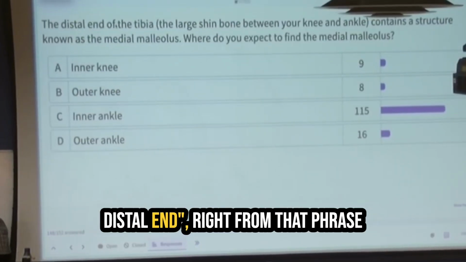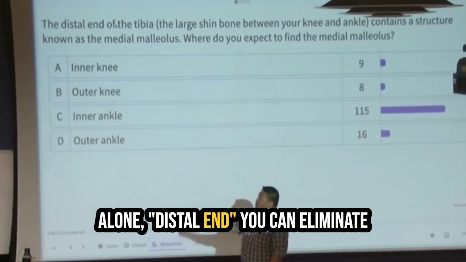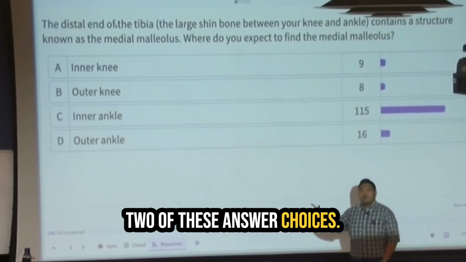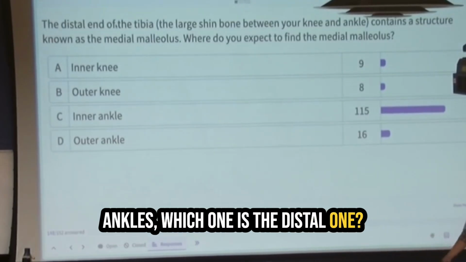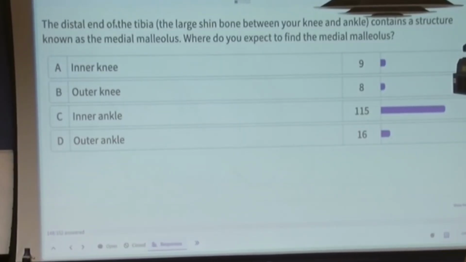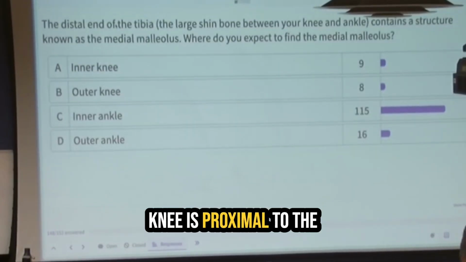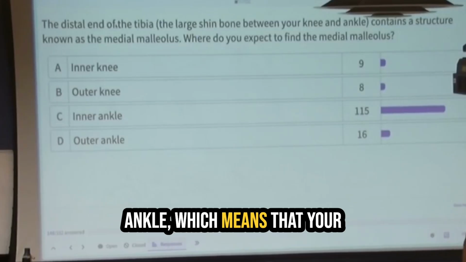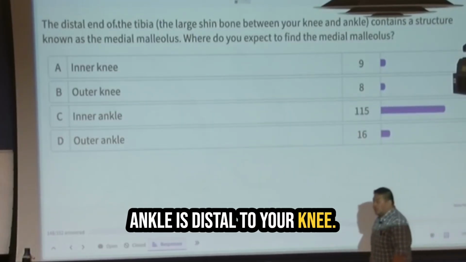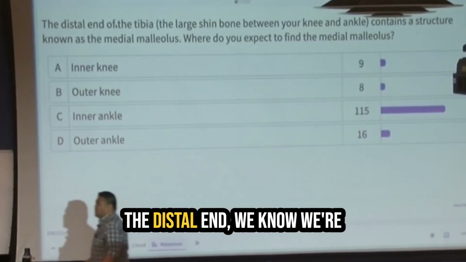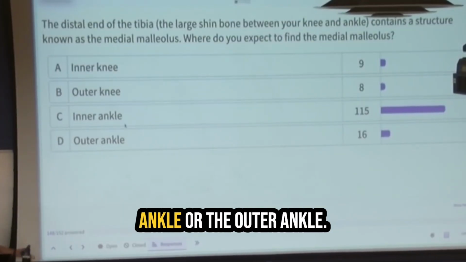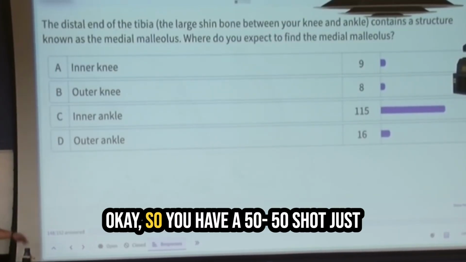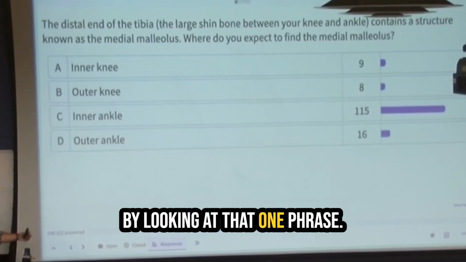The distal end, right? From that phrase alone, distal end, you can eliminate 2 of these answer choices. When we're comparing knees versus ankles, which one is the distal one? Ankle, right? Knee is proximal to the ankle, which means that your ankle is distal to your knee. So already, if we're looking at the distal end, we know we're not looking at the knee at all. It's either going to be the inner ankle or the outer ankle. Okay? So you have a 50-50 shot just by looking at that one phrase.